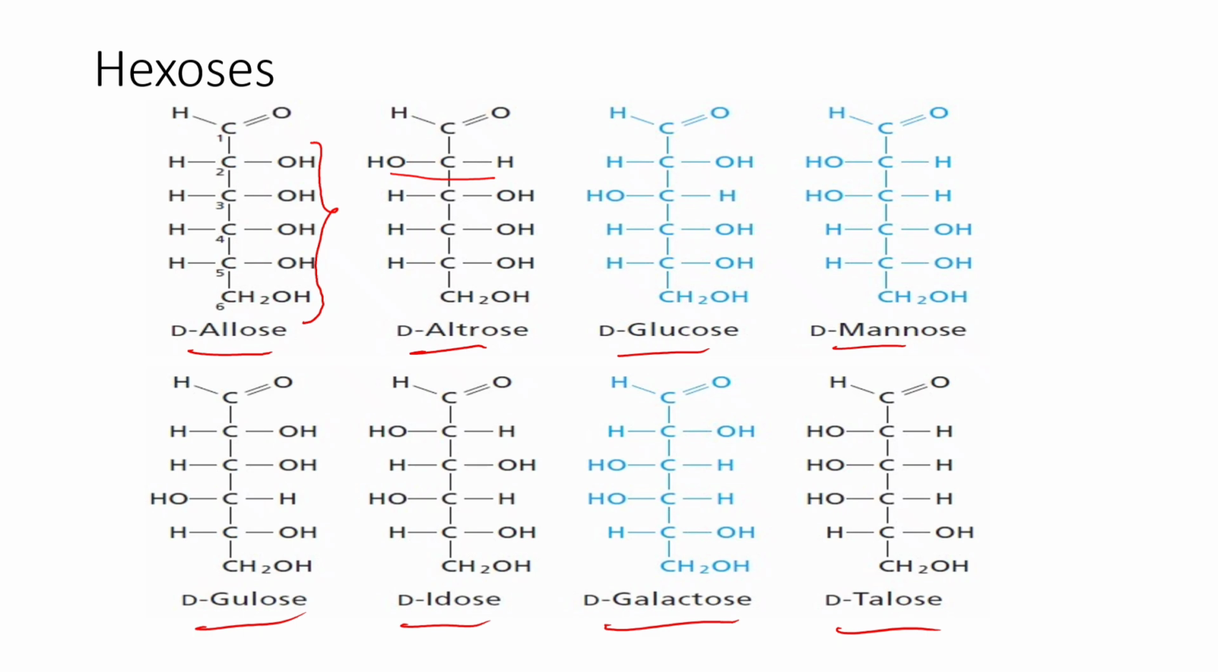They contain 4 asymmetric carbons: the second one, third one, fourth one and fifth one. These are the chiral carbons. That is, they contain 4 chiral carbons. Similarly, the ketohexoses contain 3 chiral carbons, that is 1 less than the aldohexoses. These are all about monosaccharides.